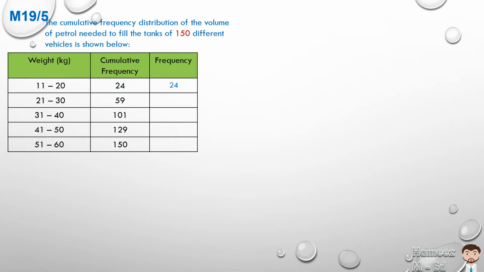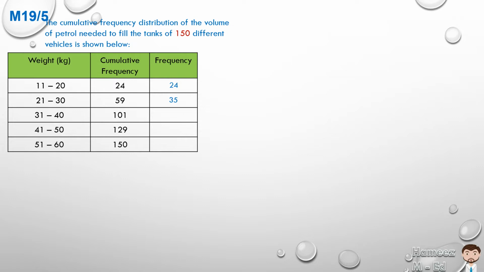And the second interval is 21 to 30. That means the cumulative frequency, if we add up the frequencies of the first and second column, will give us 59. So in our first interval, we had 24. In our second interval, to reach 59, would be 24 plus 35. So that would be the frequency of our second interval.